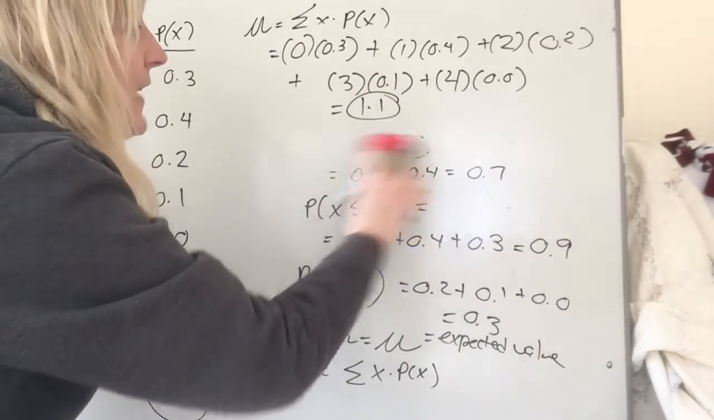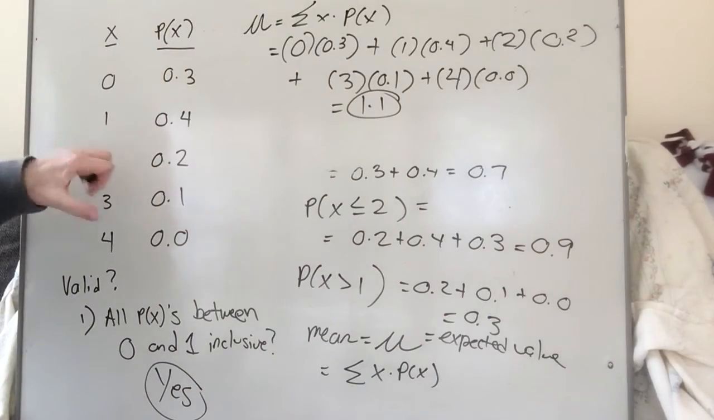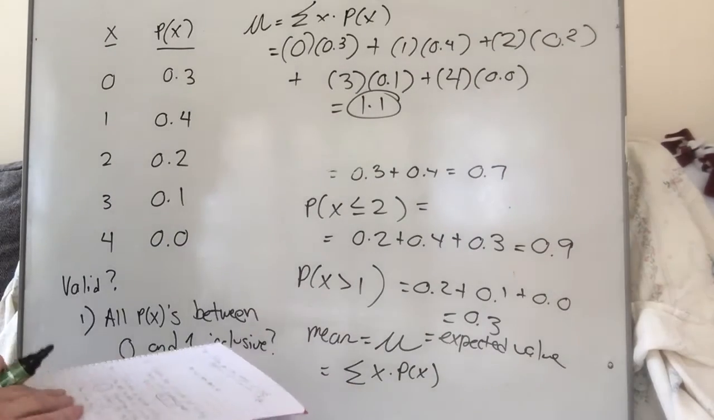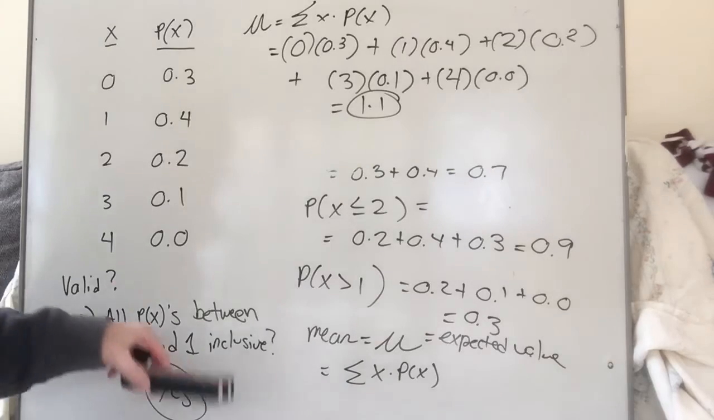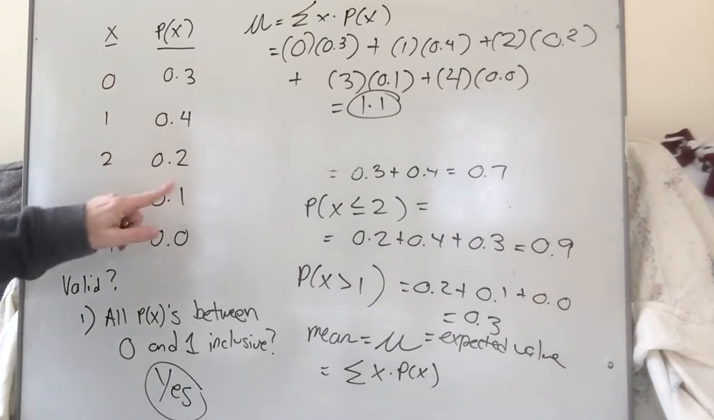So what that means is if you did this over and over and over again, your average x would be around 1.1. I think there's one like that on the quiz too. I think there is one that asks you for the mean of this probability distribution. So all you do is you take each x, multiply it by the probability, and add them up.